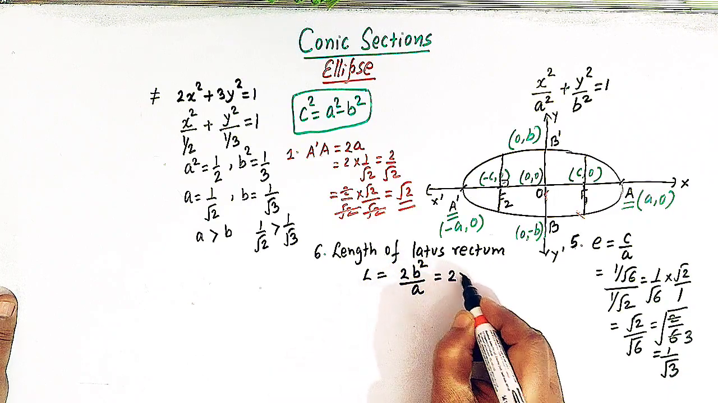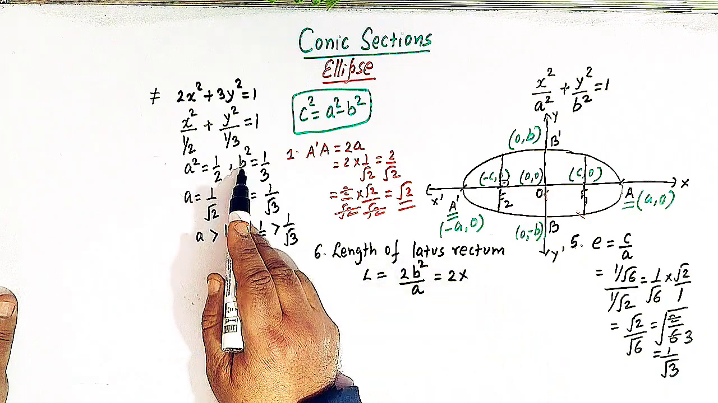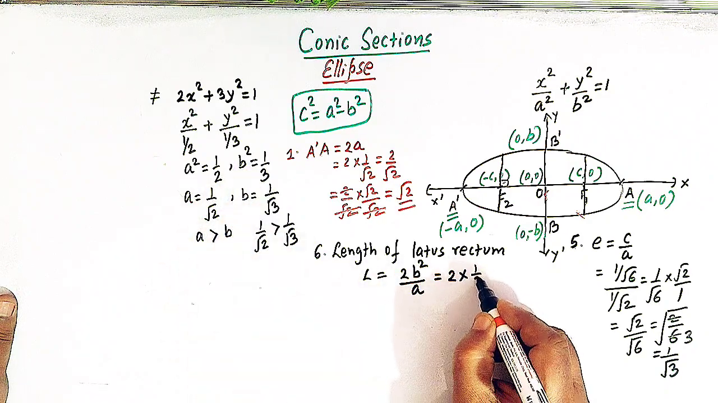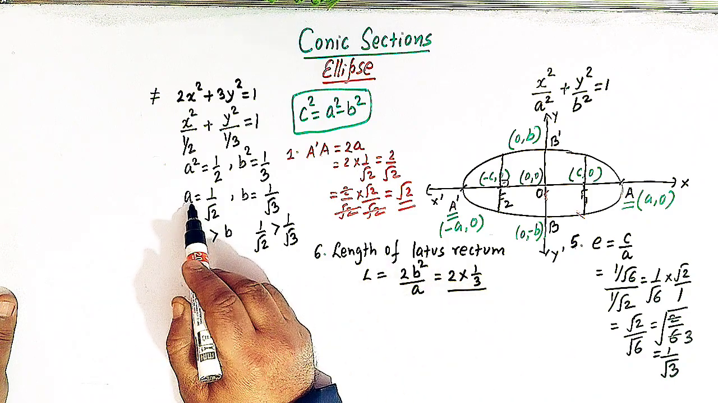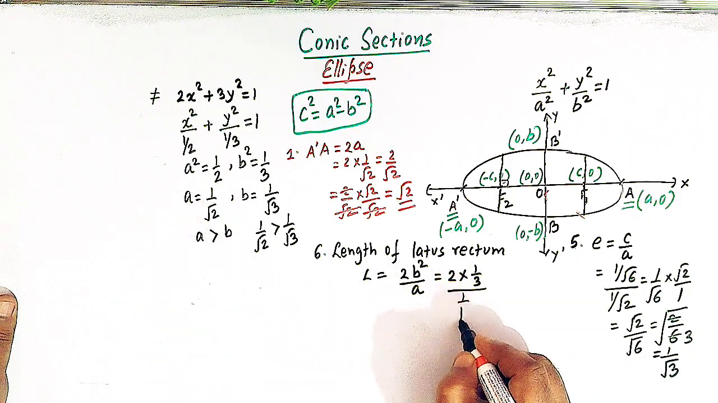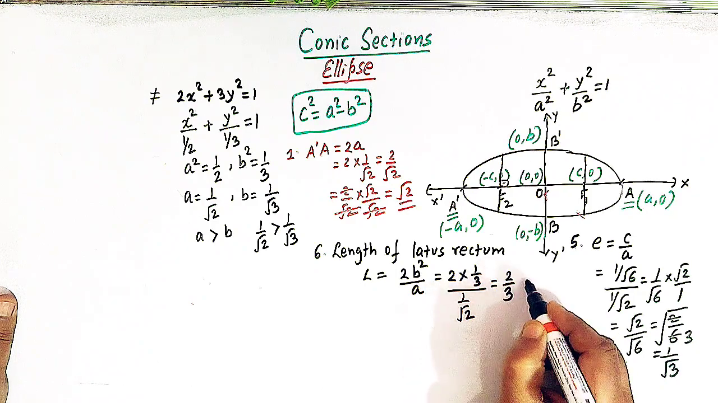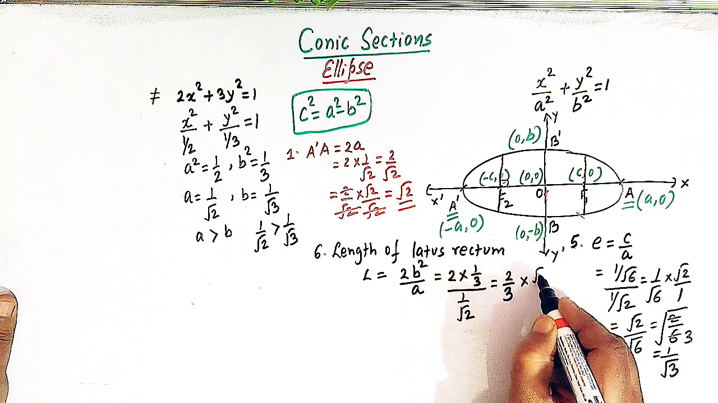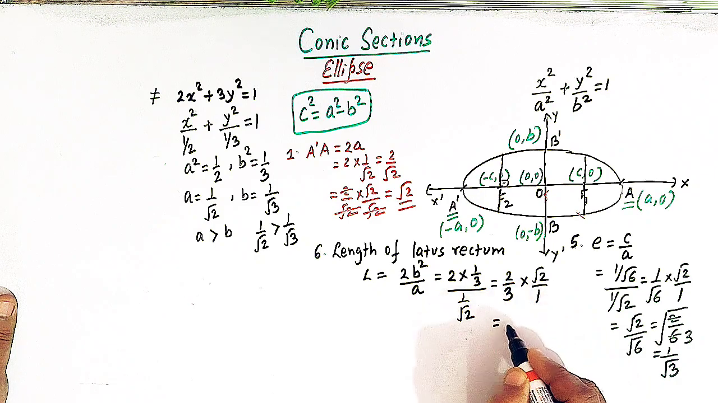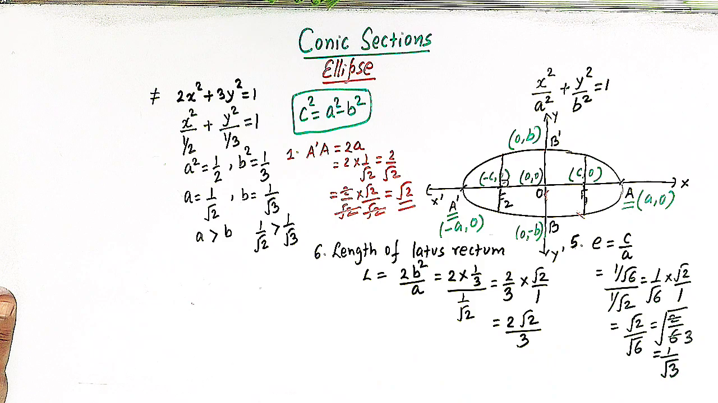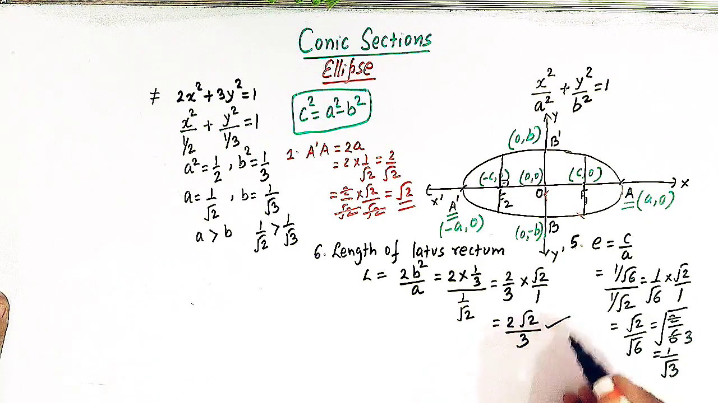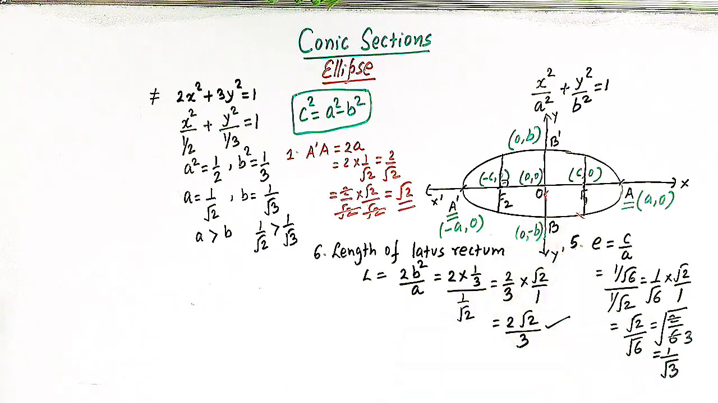So we have 2 times b square. b square is given by 1 over 3 and a is given by 1 over square root of 2. So this is 2 over 3 times square root of 2 over 1. So this is 2 times square root of 2 over 3. So this is the length of the latus rectum.